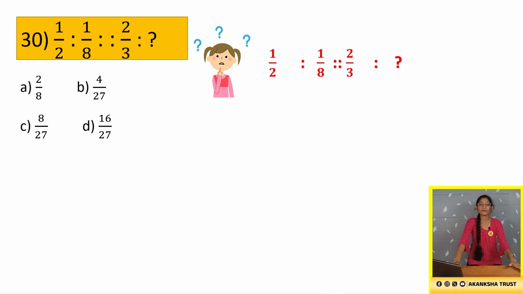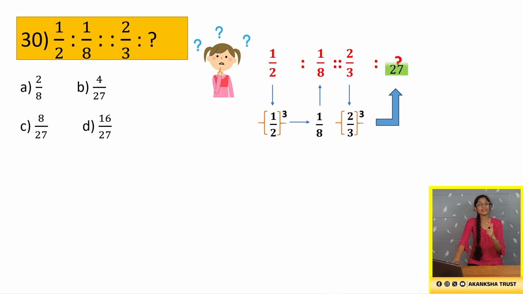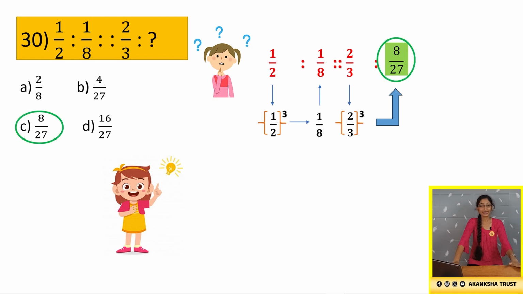Yes, 1 by 2 whole cube: 1 cube gives 1, and 2 cube in the denominator gives 8 as the answer. So 1 by 8 is the second number. Applying the same relation without changing any numerator or denominator, doing the same operation. So 2 by 3 whole cube. What is 2 cube? 8. 3 cube? 27. So 8 by 27 is the required answer, which is in option C. So we choose option C as the correct answer.